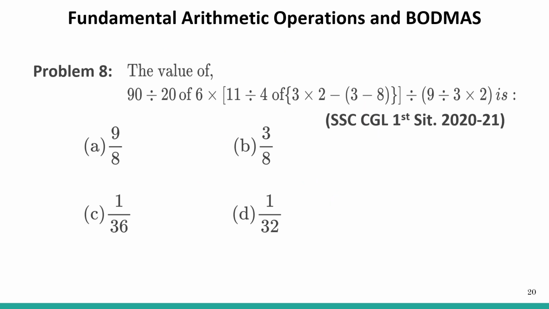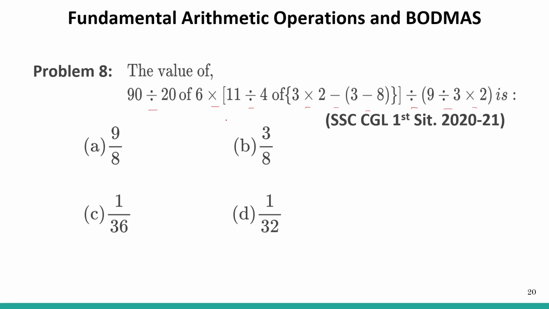Okay. So let's see problem number 8. What it asks us is the value of 90 divided by 20 of 6 into 11 divided by 4 of 3 into 2 minus 3 minus 8, that is also divided by 9 divided by 3 into 2. This is a really hectic problem. If you see, there are multiple arithmetic operations: 1, 2, 3, 4, 5, 6, 7, 8, 9. And if you include the brackets, it will be over 15, right?